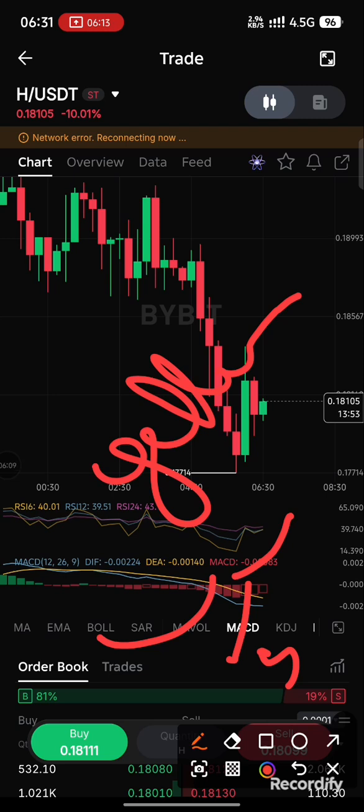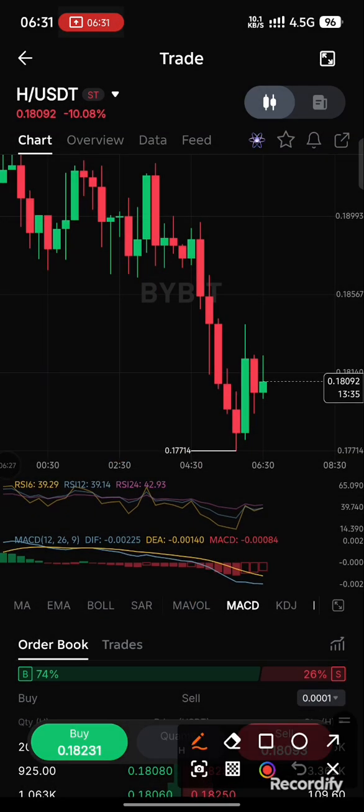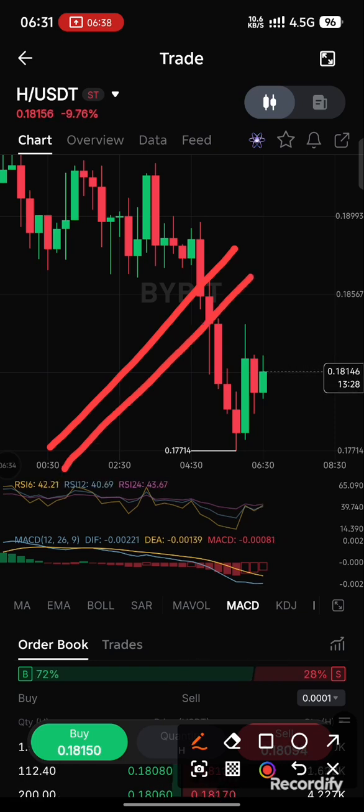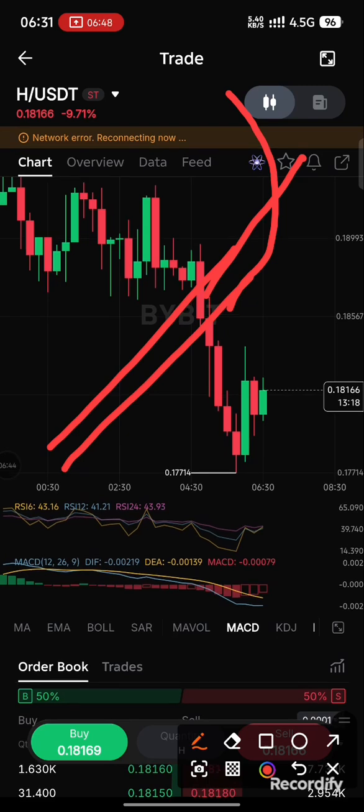So what would you do when the MACD line crosses the signal line? When the MACD line crosses the signal line upward, for example, this is the signal line and this is the MACD line, and the MACD line now crosses the signal line upward, then you should buy.